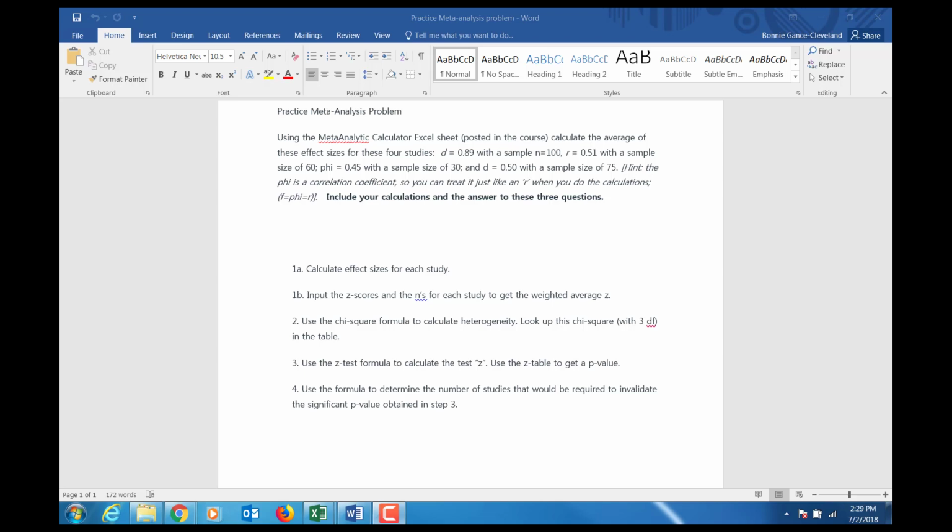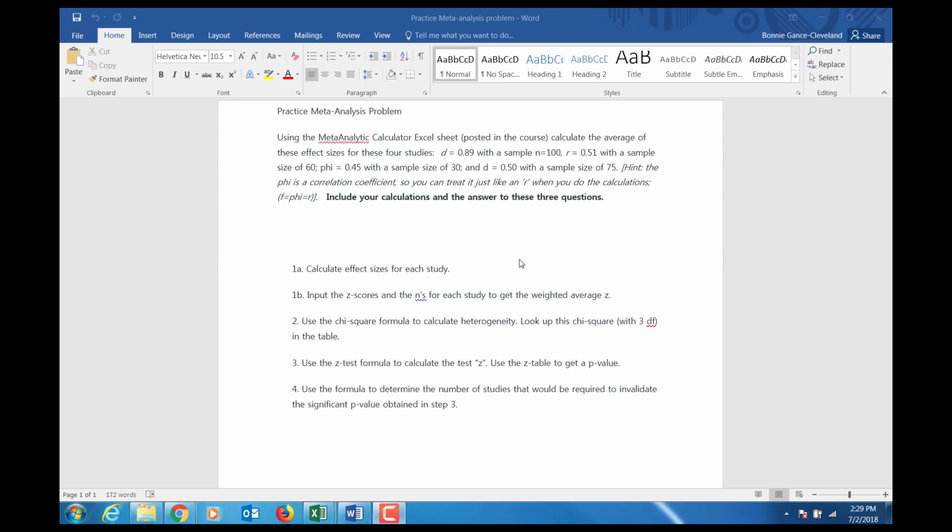Hi, this is going to walk you through the practice meta-analysis problem and prepare you for the meta-analysis assignment that you're going to conduct and turn in for a grade. So I want you to start with downloading the practice meta-analysis problem from your Canvas course shell. It looks like this. The assignment, this practice meta-analysis problem, is using the meta-analytic calculator Excel sheet posted in the course. You're going to calculate the average of the effect sizes for 4 different studies.